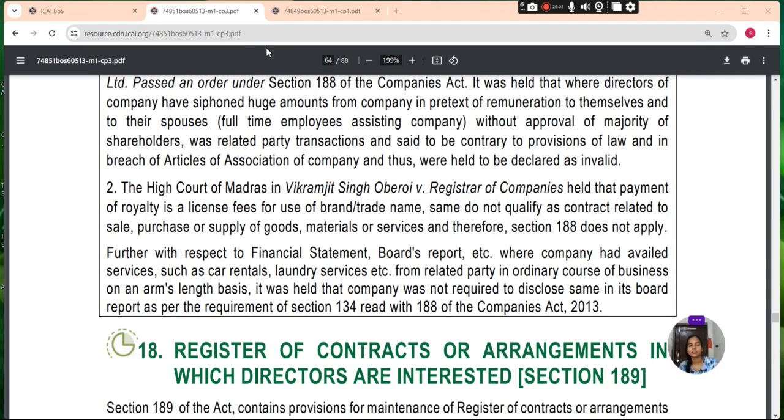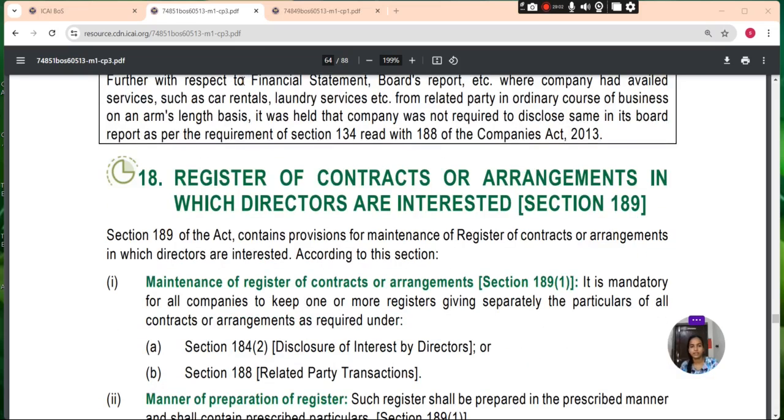उसके बाद आता है हमारा रजिस्टर ऑफ कॉन्ट्रैक्ट्स और अरेंजमेंट इन विच डायरेक्टर आर इंटरेस्टेड, सेक्शन 189. How will we deal with this register of contract or arrangement in which the directors are interested, section 189? Section 189 of the Act contains provision for maintenance of register of contract or arrangement in which the directors are interested. According to this section, maintenance of register of contracts or arrangement is mandatory सारी की सारी companies के लिए.